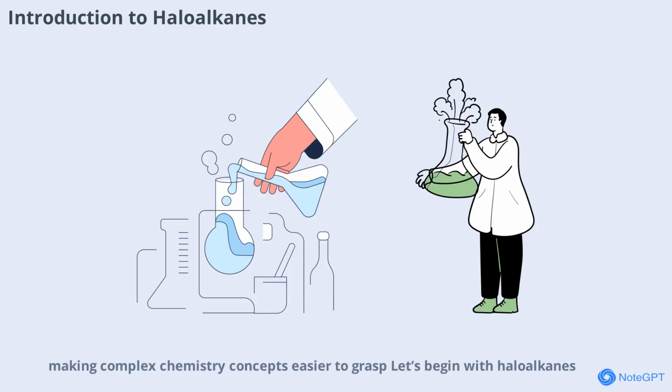Let's begin with haloalkanes. Haloalkanes, also known as alkyl halides, are compounds where one or more hydrogen atoms in an alkane are replaced by halogen atoms like chlorine, bromine, or iodine. These compounds are widely used in industry and laboratories due to their unique reactivity. Understanding haloalkanes sets the foundation for appreciating their chemical behavior and applications.